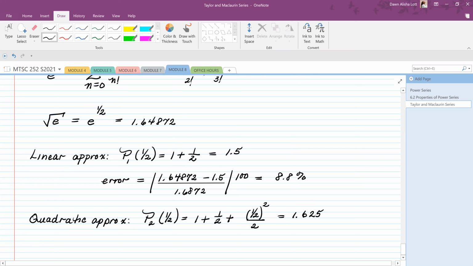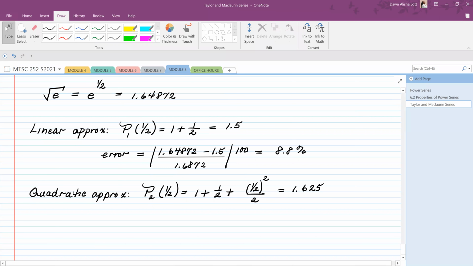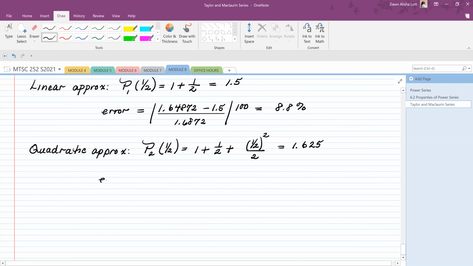Just by, look how close, that can't be right. It cannot be bigger than the square root of e. All right, then I must not have done the square root of e right. Nope, that's right. Oh, it's not bigger. I'm sorry. I can't see. Okay, it's not bigger.